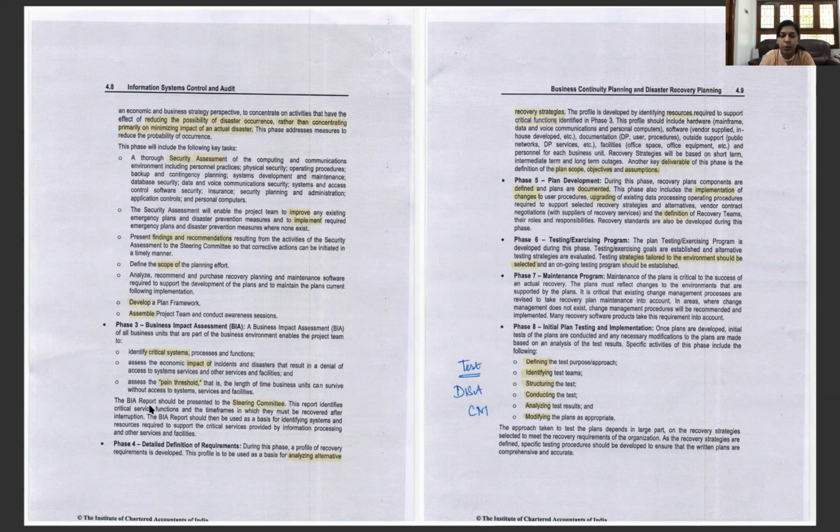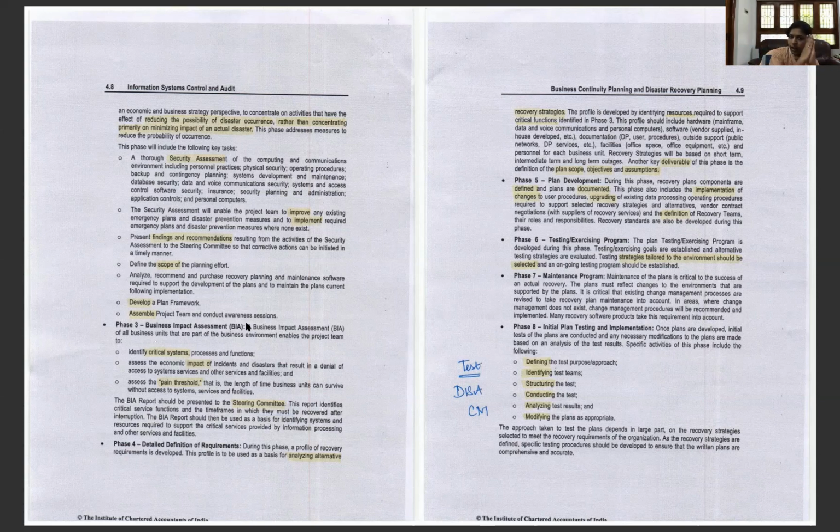Okay, so this report must be submitted. This is a deliverable. The BIA report is a deliverable in this phase. It should be submitted to the steering committee. This report identifies the critical service functions and the time frame in which they should be recovered. That is the pain threshold. So we now know what our critical systems are, how a disaster is going to impact us, and how much our pain threshold is. So we found it all out.